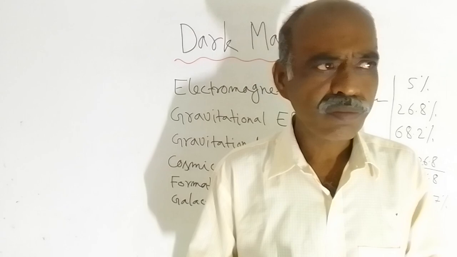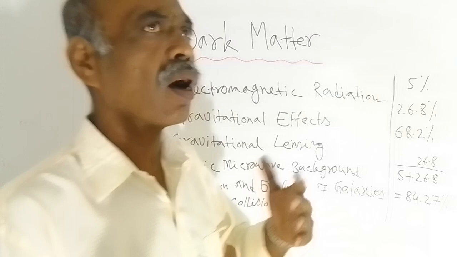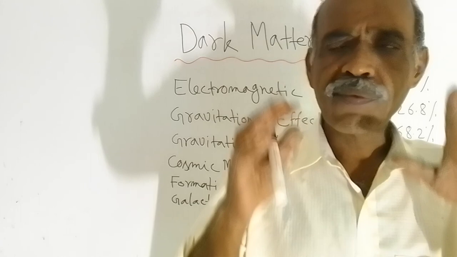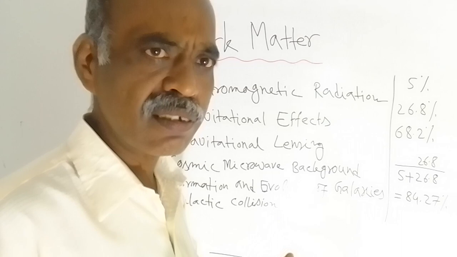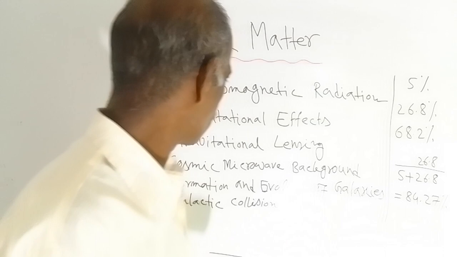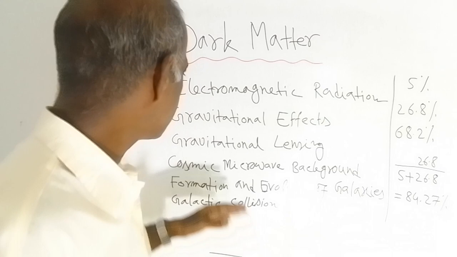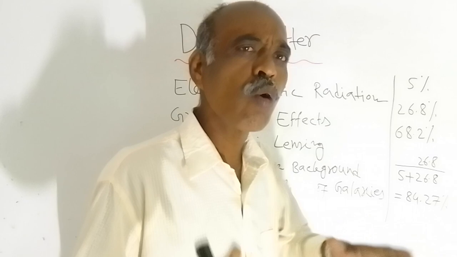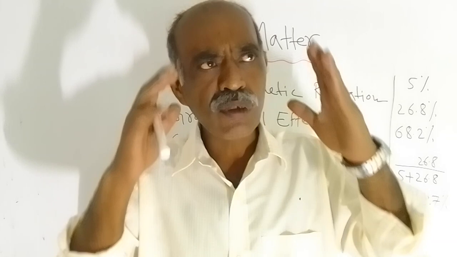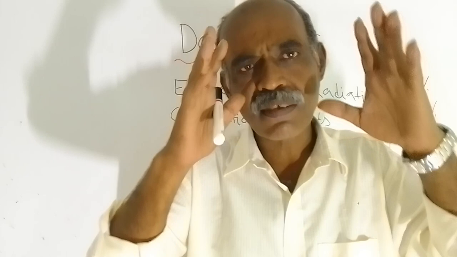That is the question. Yes, the answer to this is that we know Einstein's general theory of relativity. If you apply that general theory of relativity to the study of cosmology, means what? Means if you study gravitational effects of the galaxies or galaxy clusters, stars, okay. If you apply it to gravitational lensing, cosmic microwave background, formation and evolution of galaxies, galactic collisions, etc. So many cosmological phenomena are there. If you assume that general theory of relativity is a fully correct theory, okay.